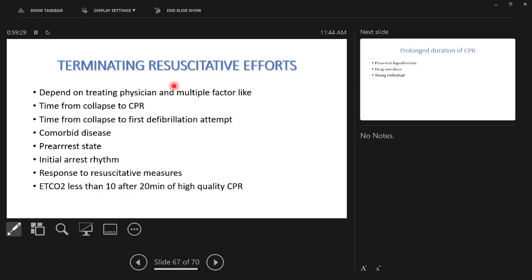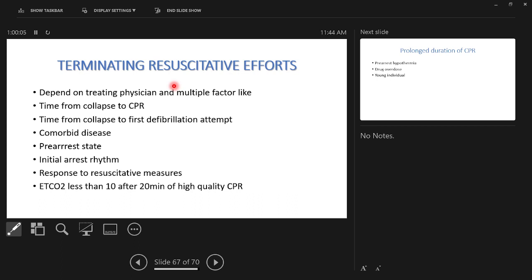Then how will you terminate the resuscitation effort? This is a very long discussion and mostly depends upon the physician and multiple factors, like the time from collapse to starting CPR, because time is the most sensitive part that defines the resuscitation. The more time elapses, the less likely the chance of getting ROSC, and if you do get ROSC, there is less probability of hospital discharge. Then time from collapse to first defibrillation: the earlier we defibrillate, the more chance of ROSC.